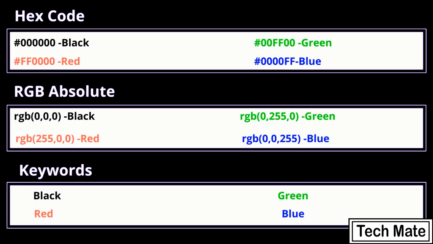Then it is RGB absolute, where I use the RGB function and pass 3 different parameters. The first number is for red, the second is for green, and the third is for blue. The value can vary from 0 to 255. So if I pass 255 in the first, it is going to be red; the second is for green, and the third is for blue. You can pass different values in all 3 parameters to get the different colors available.